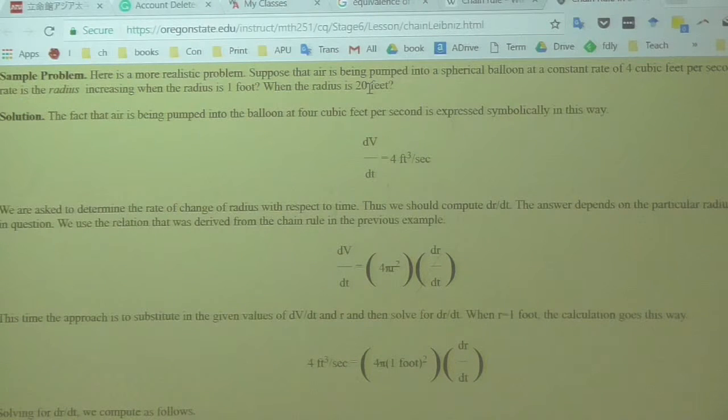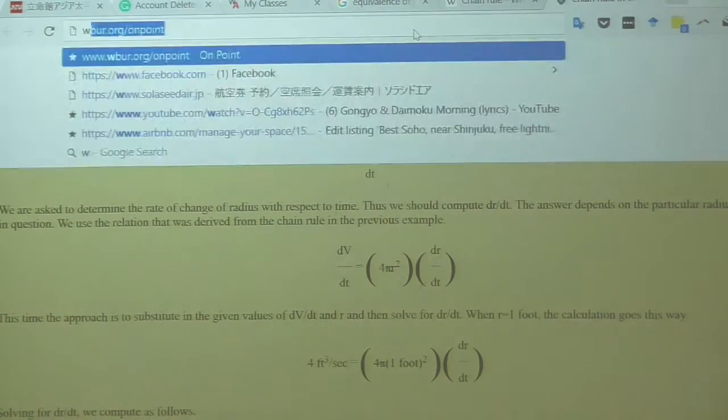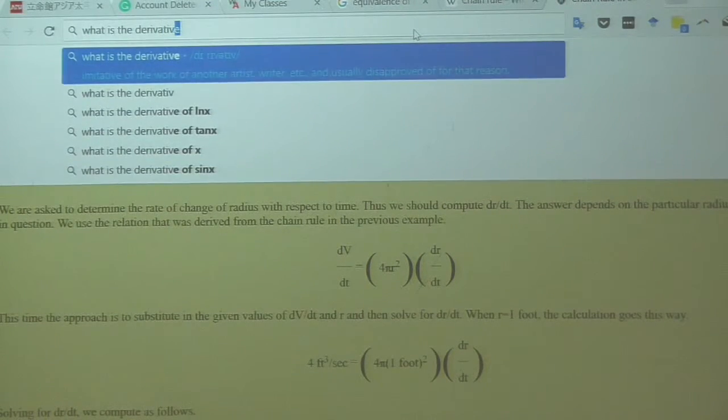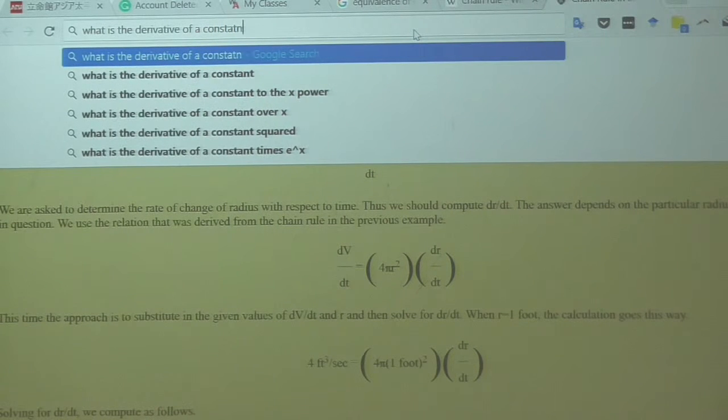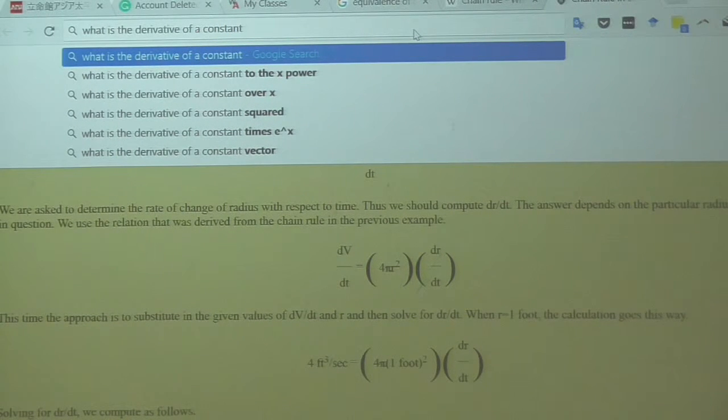All right, any questions about this? Okay, one more. What's the derivative of a constant? What's an example of a constant function? f of x equals 10. f of x equals 10, not f of x equals 10x, not f of x equals 10x cubed. Just f of x equals 10.